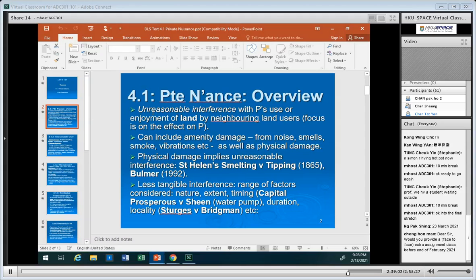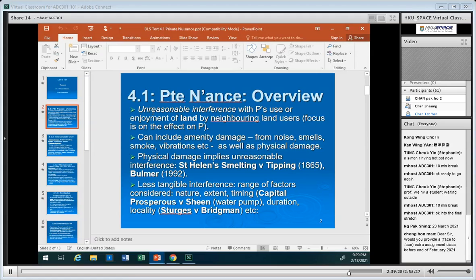And this will depend on the facts of each case. They'll look at the nature of the interference, the extent of the interference. Timing in particular is important. Now, I'm not sure, you people who are at home at the moment, will you be taking a shower later? Good question. Well, if you do, bear in mind a case called Capital Prosperous and Sheen.